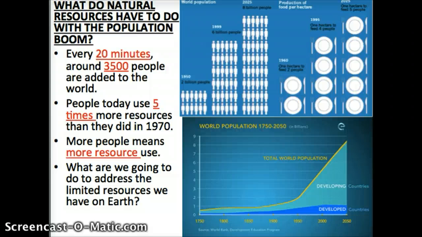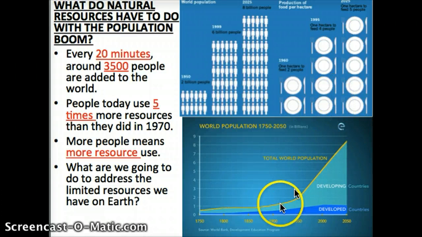And people today use 5 times more resources than they did in 1970. So that's a big problem because the more people there are, the more resources each person needs. And it brings up the question, like, what are we going to do to address the fact that there are limited resources on the earth? And if the population keeps growing, how are we going to distribute those resources so that those people will be able to live a better life?